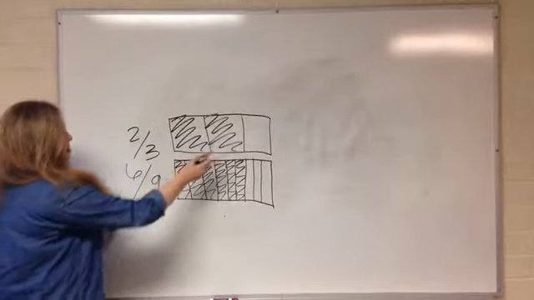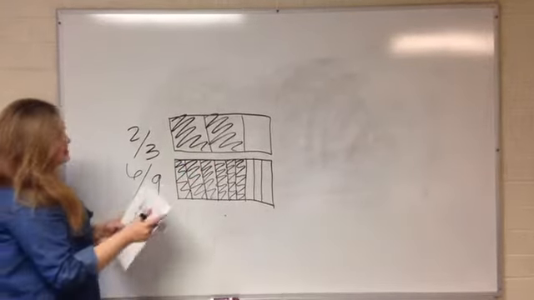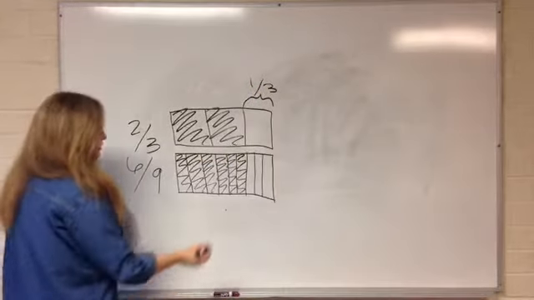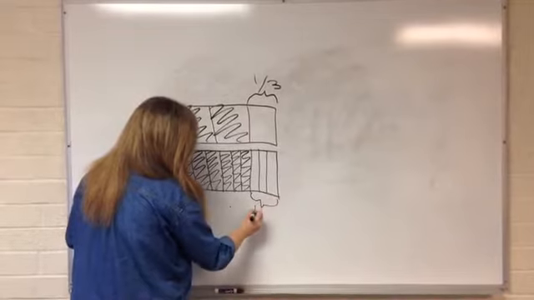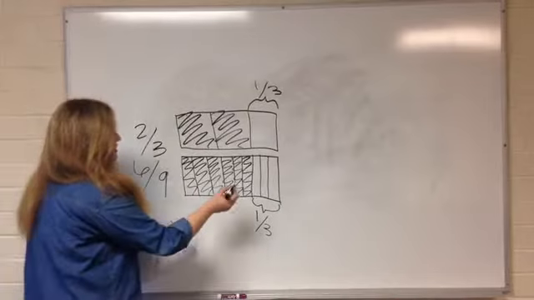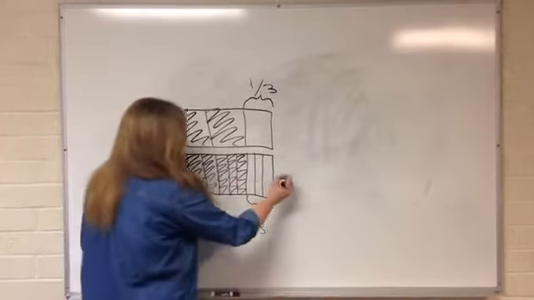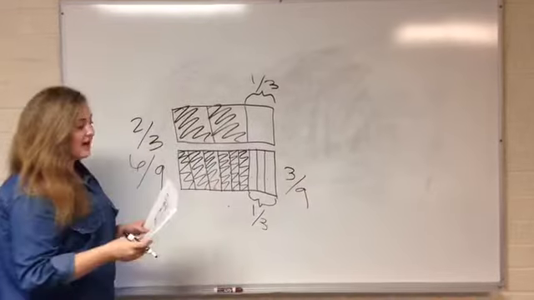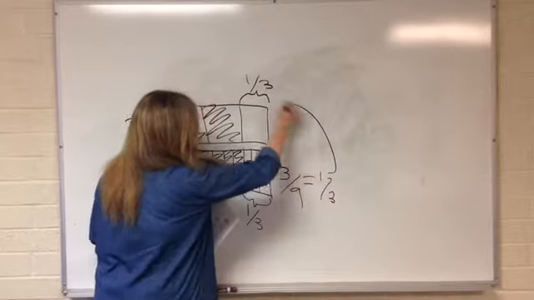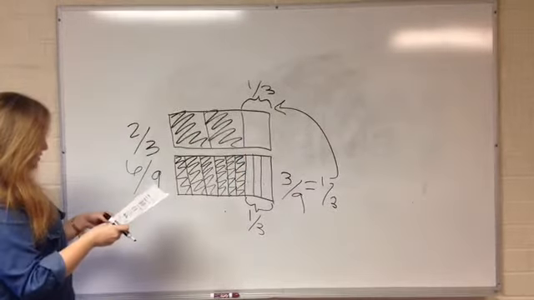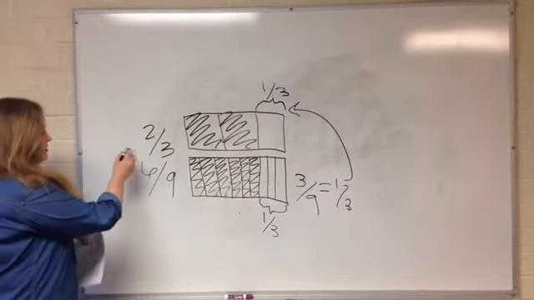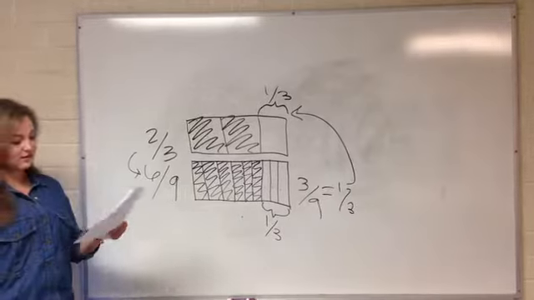So you can see that the same amount has been shaded, and you can also see that here you have 1/3 left. And here you also have 1/3 left over. And you know this because you have 3 out of the 9 pieces left over, and 3/9 is the same as 1/3 left over. So because you have 1/3 left over in both blocks, the situation shows how 2/3 is equivalent to 6/9.